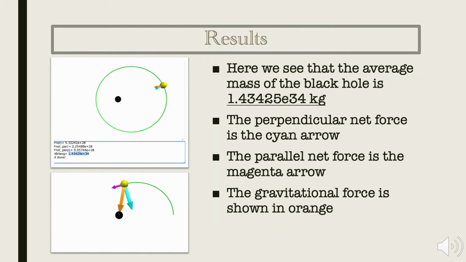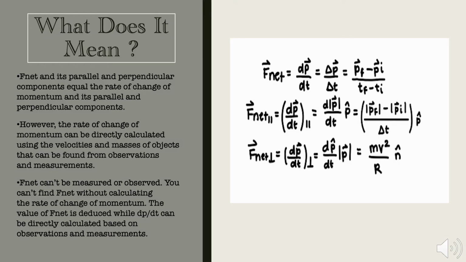From this computation, we found the average mass of the black hole. We also found the perpendicular net force, the parallel net force, and the gravitational force, all shown in their according colors. So what does it mean?